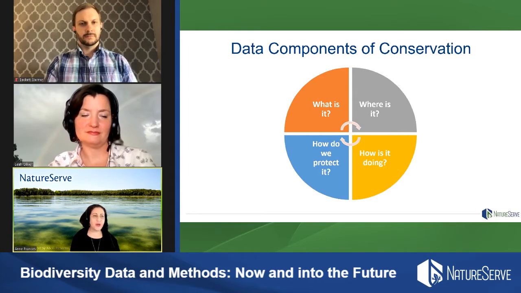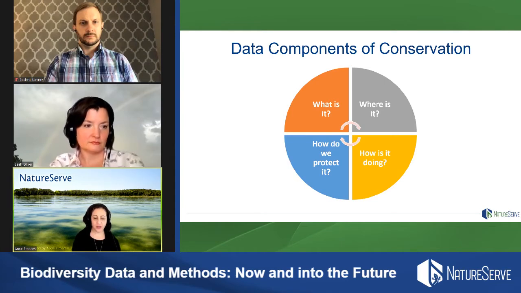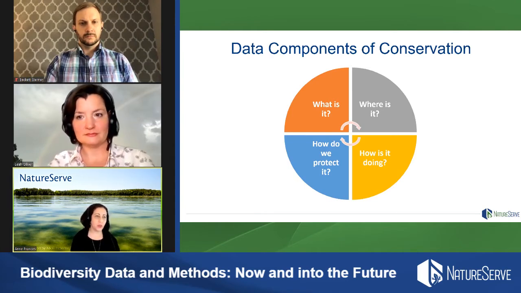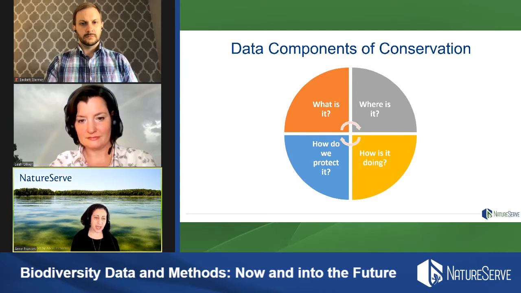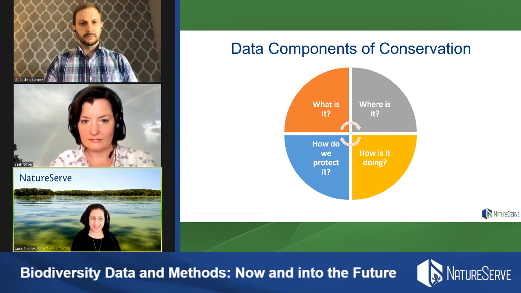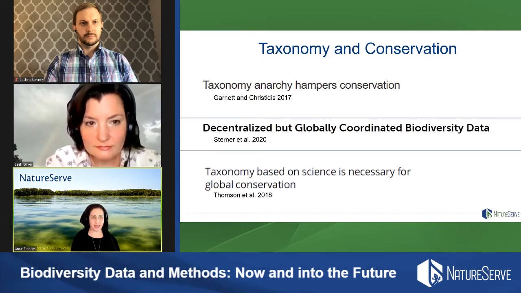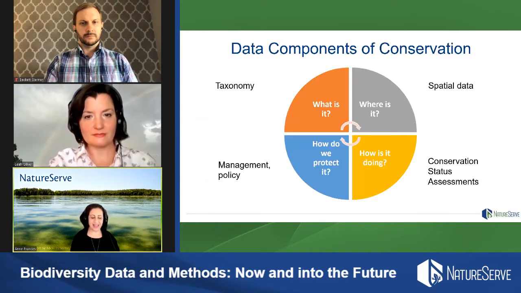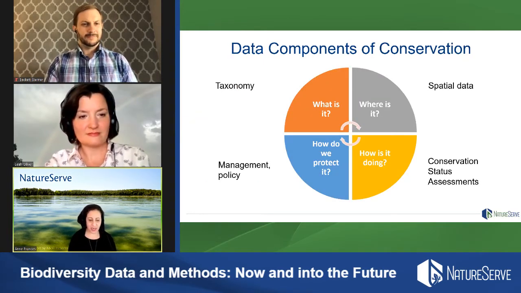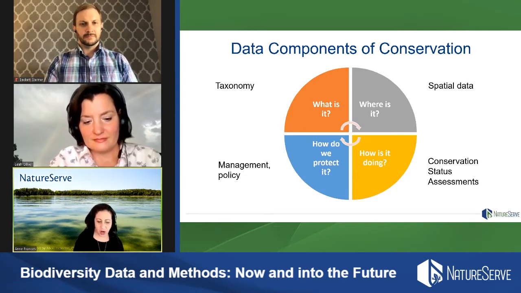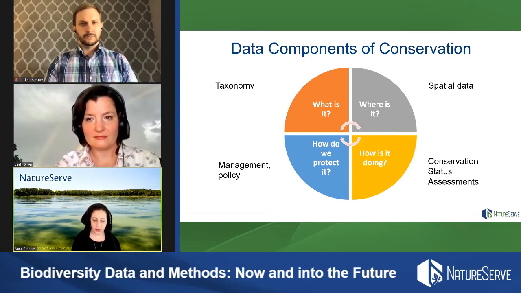So as conservation practitioners, we're well-versed in the data needed to save species. And we like to frame this as a series of questions, starting with what is it, going to where is it, how is it doing, and how do we protect it? This talk focuses on taxonomy, but I'm excited to present novel ways that we're rethinking taxonomy, including how it relates to spatial data and conservation status.